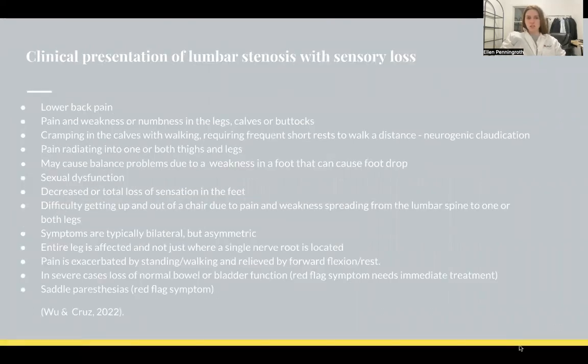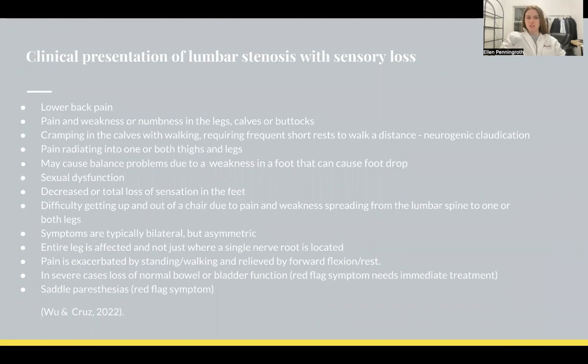So the clinical presentation with lumbar stenosis with sensory loss, the patient will have lower back pain. They'll have pain and weakness or numbness in the legs, calves, or buttocks. They may have cramping in the calves with walking. They may have pain radiating into one or both thighs and legs.